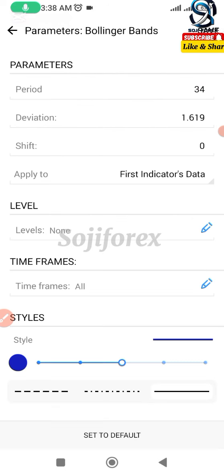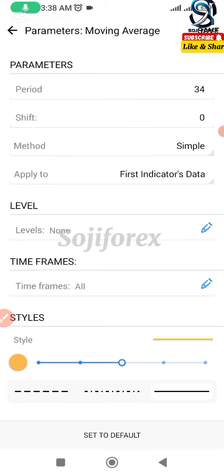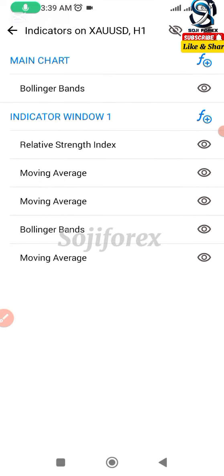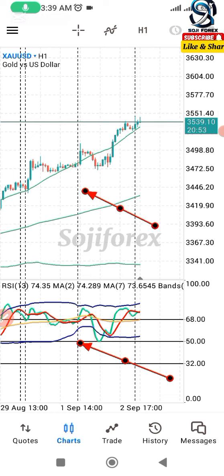Then we have our Bollinger Band: the period is 34, the deviation is 1.619, shift is 0, and it is applied to first indicator data. And we'll have another moving average: the period is 34, the shift is 0, the method is simple, and you apply it to first indicator data. If you've done that, your indicator window will look exactly like mine.